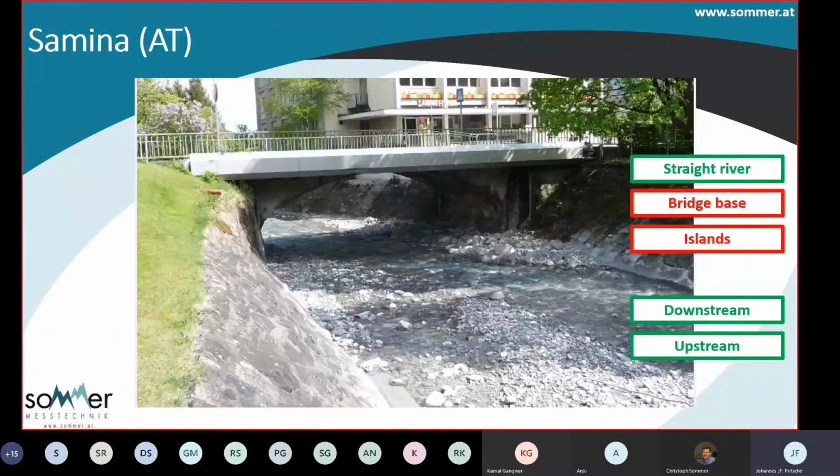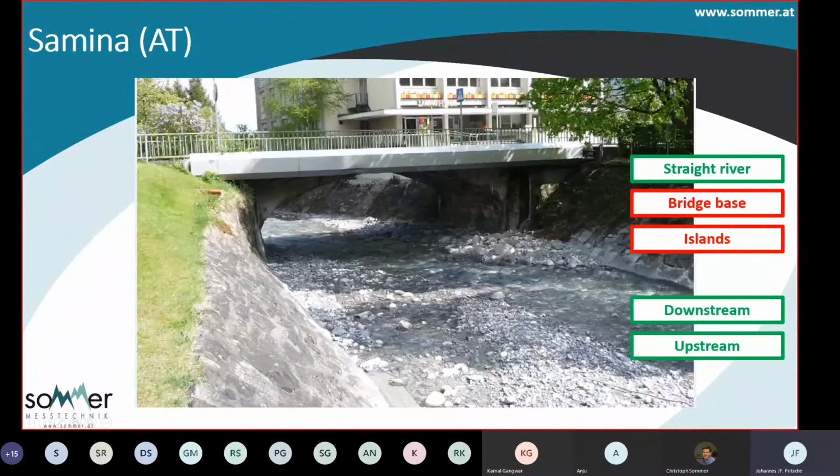Then an example of another alpine river that flows through a village. We can see here that we have a lot of deposits from floods and even some little islands that are forming at a very low water level. So this might be problematic. So you don't exactly know where you should install your RQ sensor.